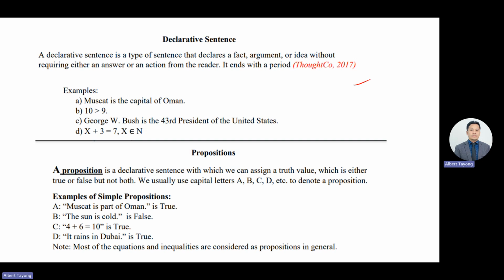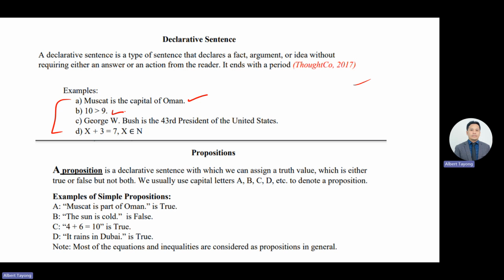To start our discussion with a declarative sentence. So when I say declarative sentence, it is a type of sentence that states or declares a fact, argument, or idea without requiring either an answer or action from the reader. So these are examples of declarative sentences. The first one is Muscat is the capital of Oman.